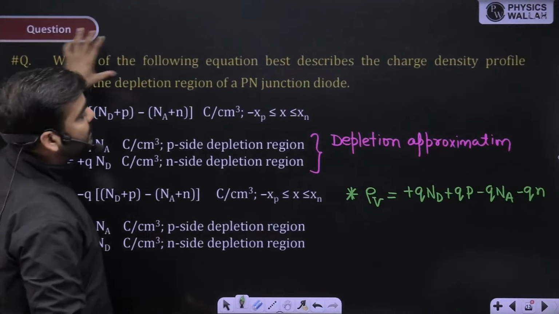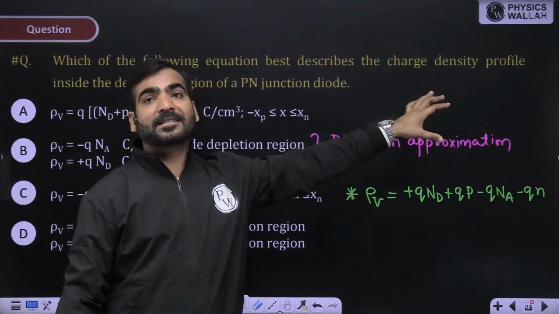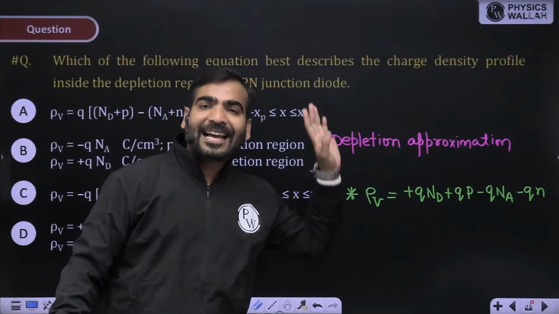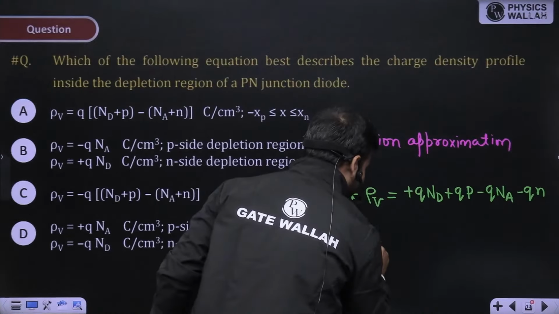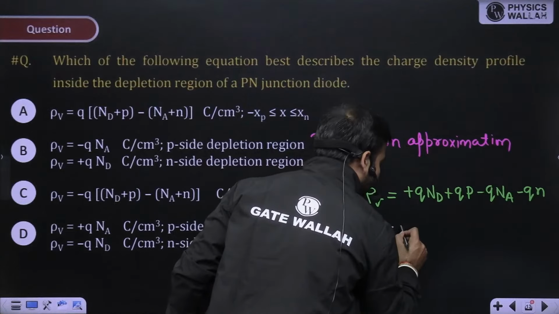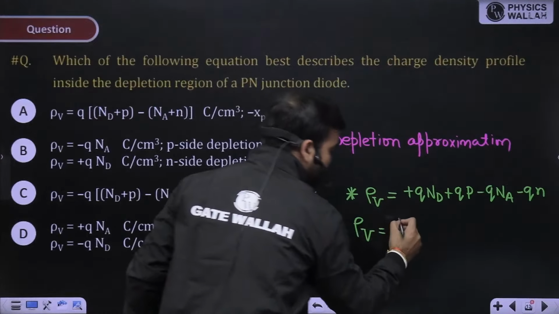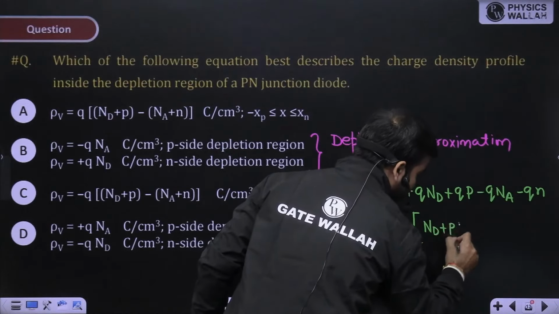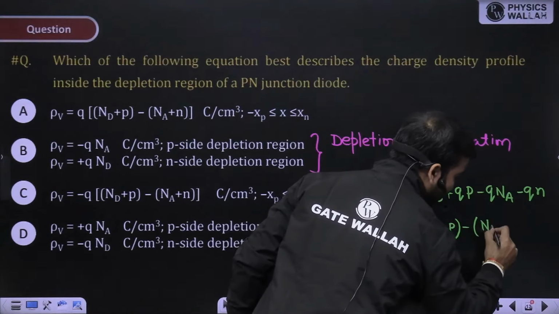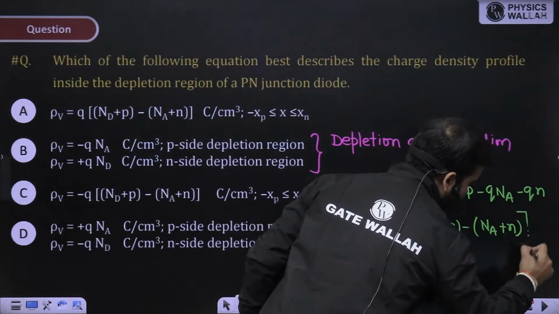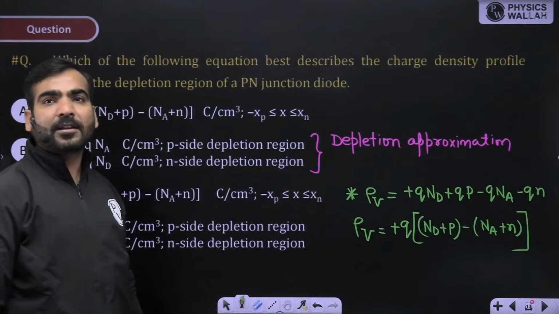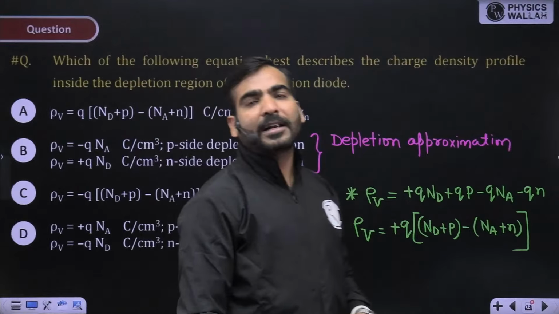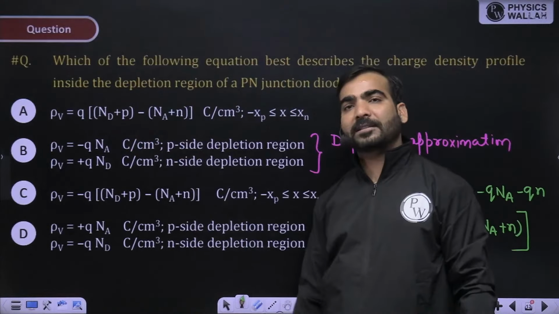But nothing is mentioned by me for the approximation. Just you have to go for the exact solution. So this is the answer. So this is the charge density that you can define everywhere. So just take Q common. Then answer is, this is Nd plus P minus this is Na plus N. And I'm saying that if this question is given in the examination, most of the student out of 100, 99 student will mark option B as correct.